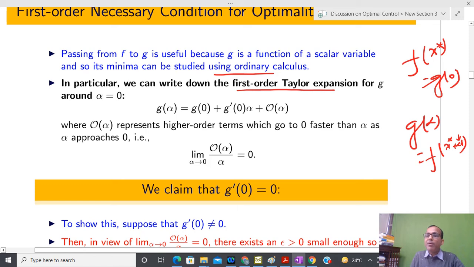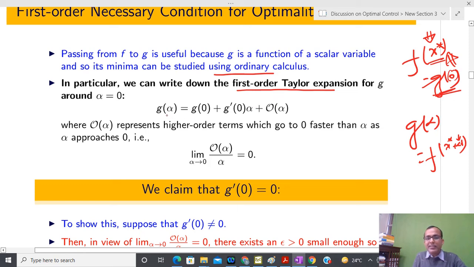So if I solve the problem for g, then for g, 0 is the minimum point. And if we are able to solve this problem, automatically I can correlate our result with respect to f, and we are able to check what kind of condition x star should satisfy in order to follow the same behavior as g of alpha. Due to that reason, I have taken the Taylor series expansion.